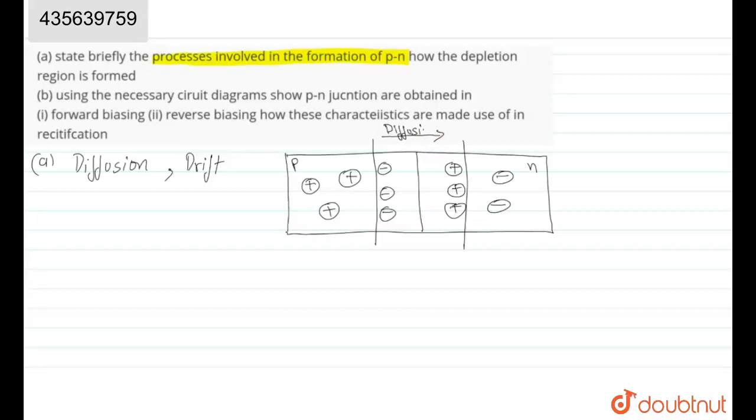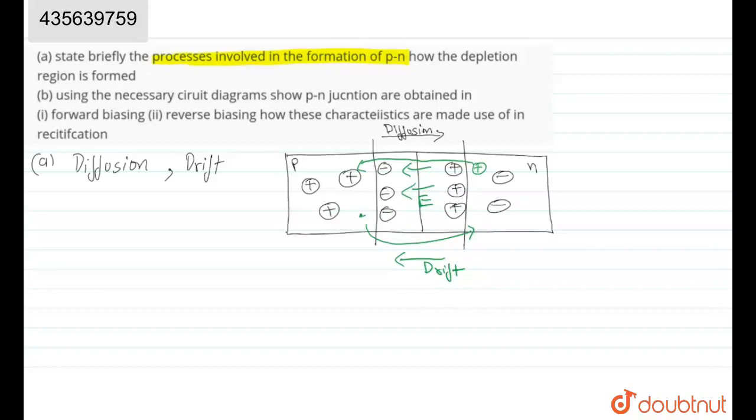So this is diffusion current from P side to N side, and now because of these ions, an electric field is set up here in this direction. Due to this electric field, any electron here will move towards N region, and any hole here will move to P region. Now due to this movement, a drift current is set up here.